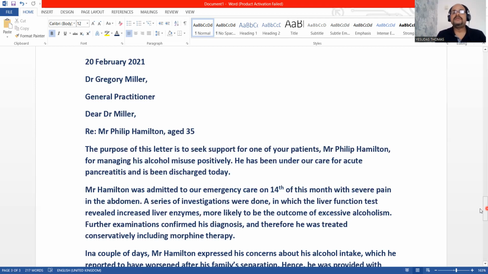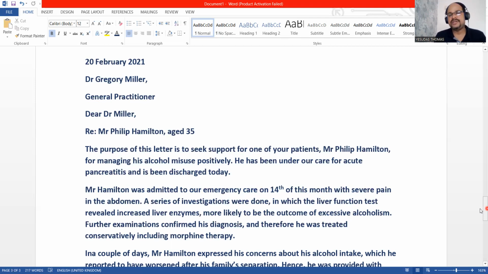Mr. Hamilton was admitted to our emergency department on 14th of this month, 14th of this February, with severe pain in the abdomen. So this was the condition when he came to the hospital. A series of investigations were done. We are not going to write ultrasound, CT scan, LFT, RFT, because we need to consolidate these things. We need to get a brief picture to the general practitioner.